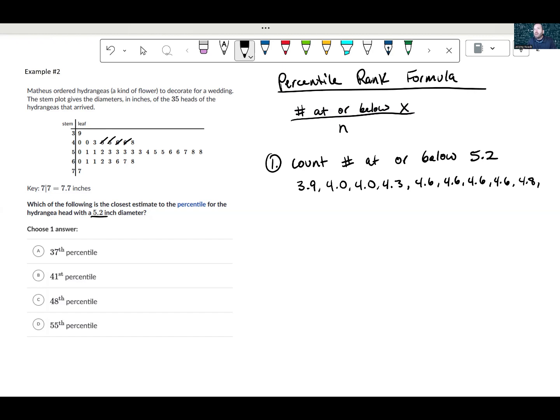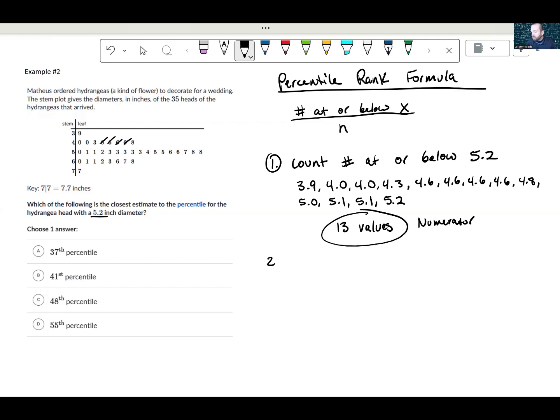4.8, 5.0, 5.1, 5.1, and at or below 5.2. So we are going to include 5.2 because it's at 5.2. Now we're going to count how many of these data values exist. 1, 2, 3, 4, 5, 6, 7, 8, 9, 10, 11, 12, 13 values altogether. So that's our numerator for this. We have 13 on our numerator.